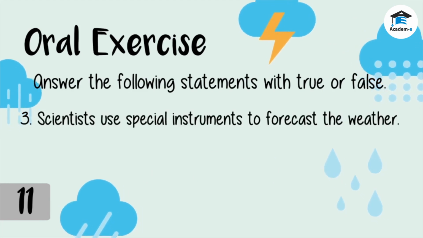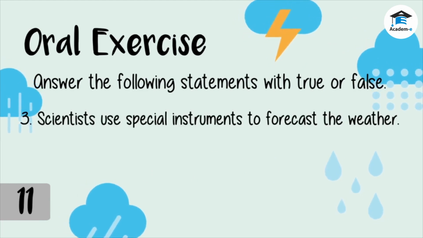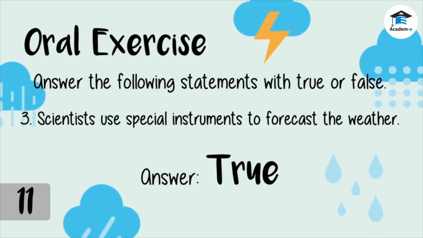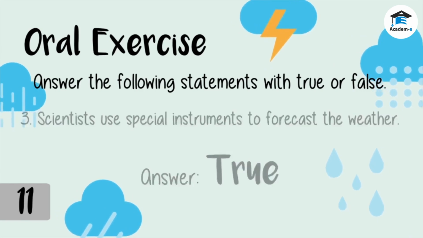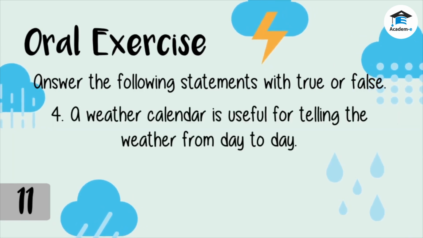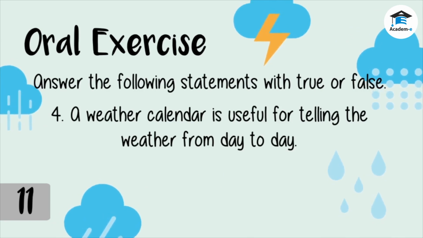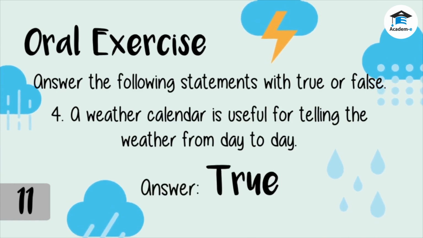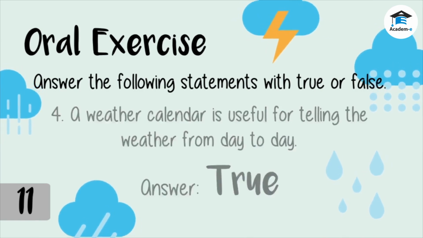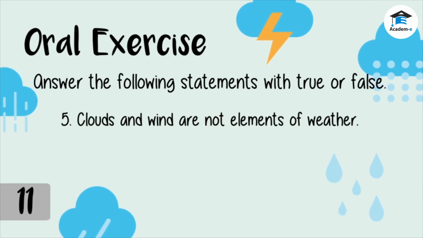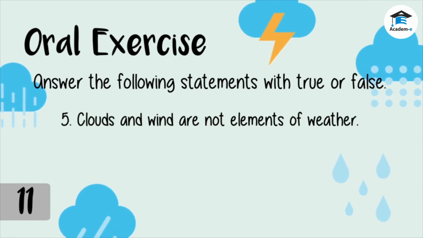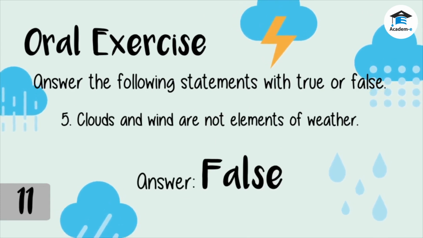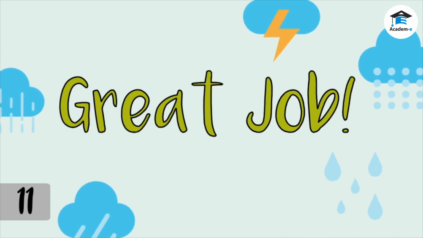3. Scientists use special instruments to forecast the weather. The answer is true. 4. A weather calendar is useful for telling the weather from day to day. The answer is true. 5. Clouds and wind are not elements of weather. The answer is false. Great job, kids!